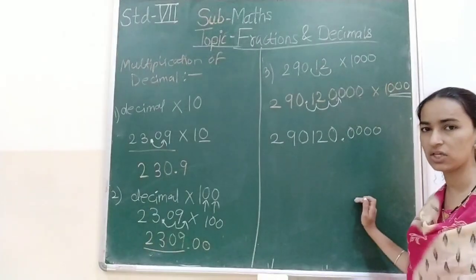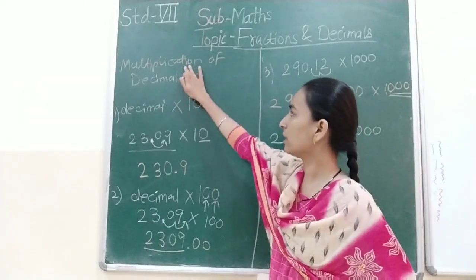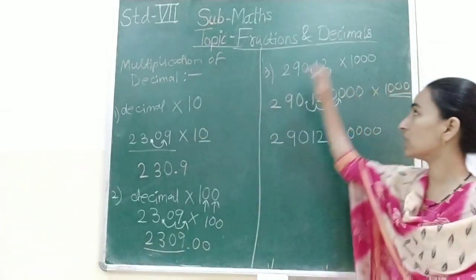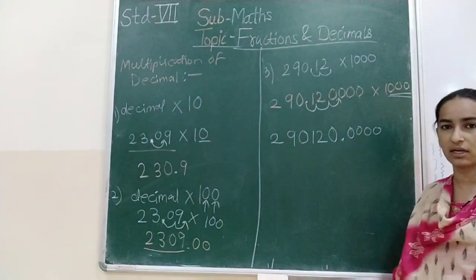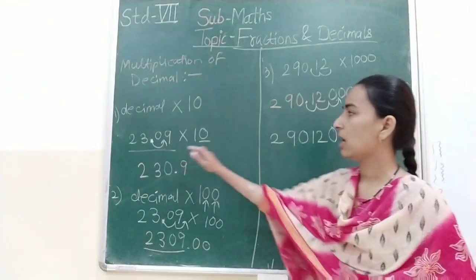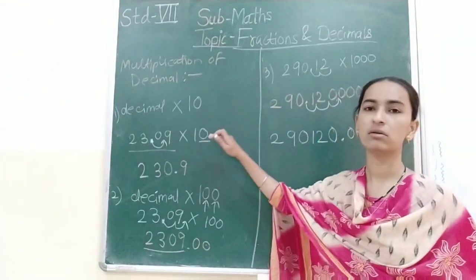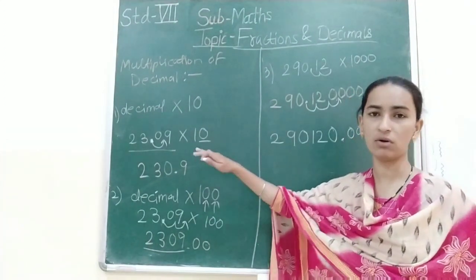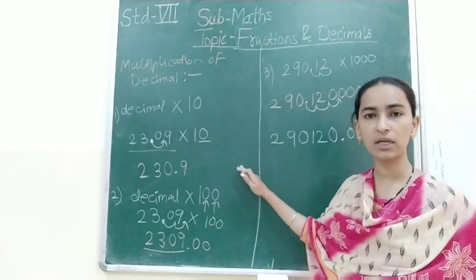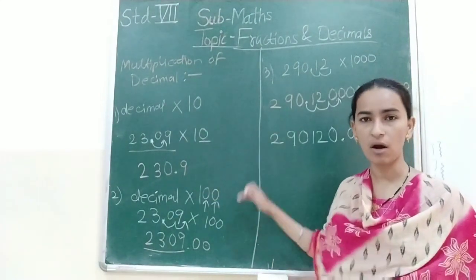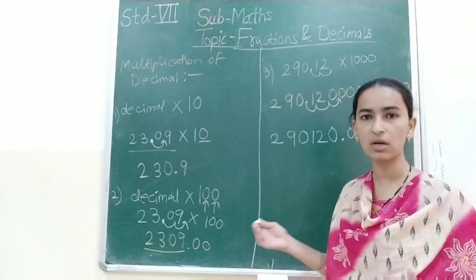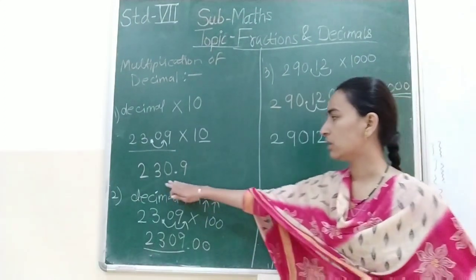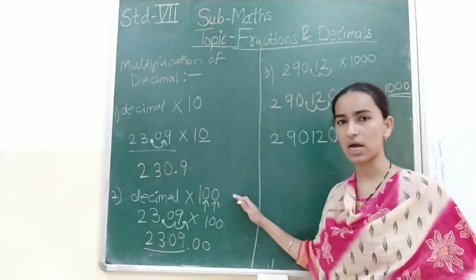Okay. Understand this? When we multiply a decimal with 10, 100, 1000, 10,000, lakh, 10 lakh. Okay. This is only for the multiples of 10, not for 2, not for 3, not for 5, not for any other number, only for 10, 100, 1000, 10,000, lakh, 10 lakh, okay, only for those numbers the point is shifted to the right side.